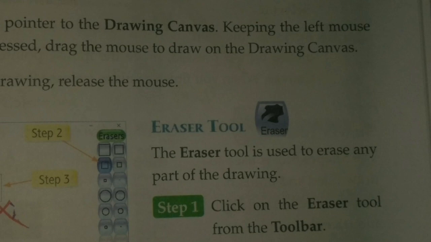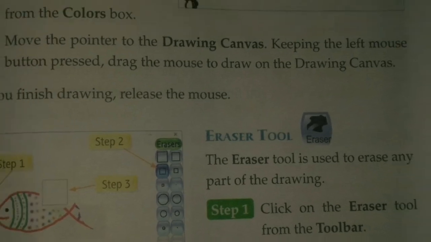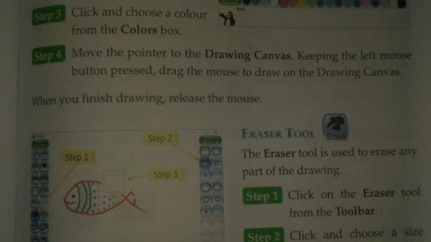Then when you are taking the eraser, on the next side, that means the right side of the monitor, you can see so many boxes. That is called the selector. So you have to choose a size of the eraser from the selector. First, you click the eraser in the toolbox. Then choose a size for the eraser from the selector.